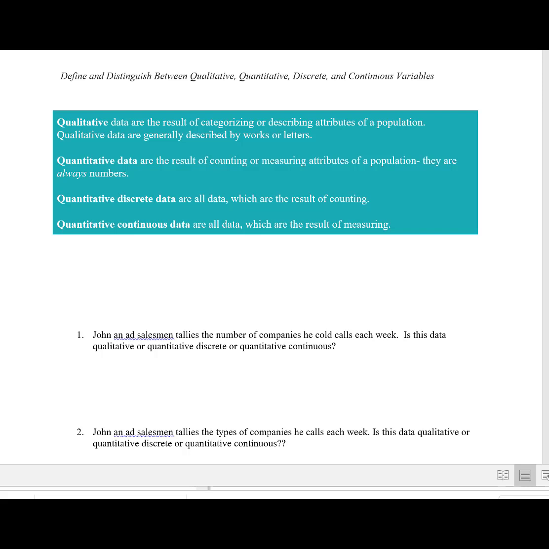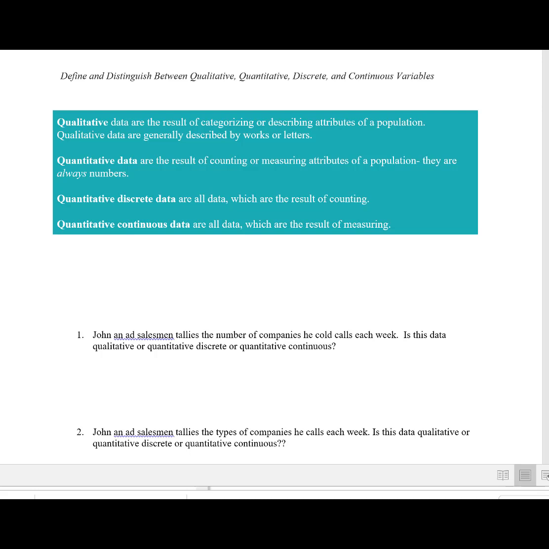When we're collecting data, it is important to know what type of data we're collecting. This is important to determine what type of statistical tests or analyses we want to do. There are two main types of data, either qualitative data or quantitative data. When we have quantitative data, it can either be discrete data or continuous data. So let's first talk about the difference between qualitative and quantitative data.